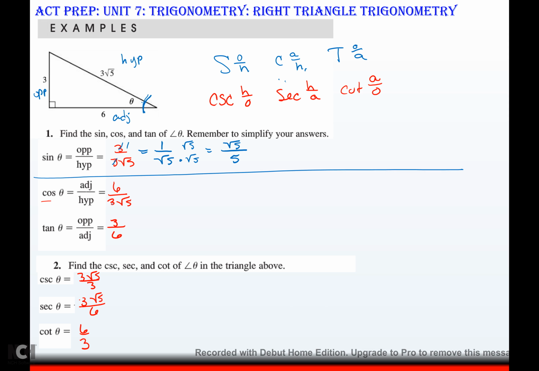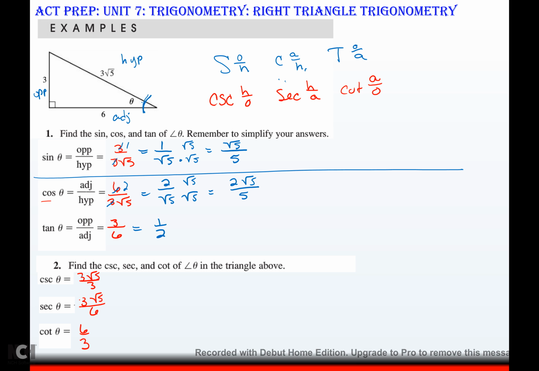Cosine, again, I'm going to reduce. 3 goes into 6 twice, so that gives me 2 over the square root of 5. Again, I have to rationalize, so multiply the top and the bottom by the square root of 5. I get 2 square roots of 5, again, over the square root of 25, but that's just 5. No, you cannot cancel the 5s. One's in, one's out. You can't touch them. 3 over 6 just reduces down to 1 over 2.